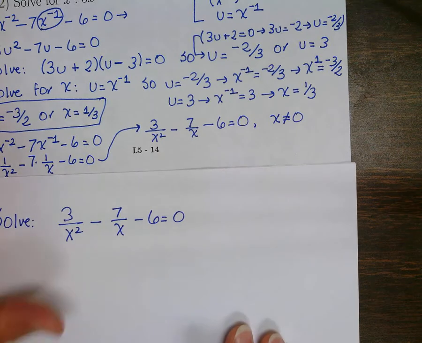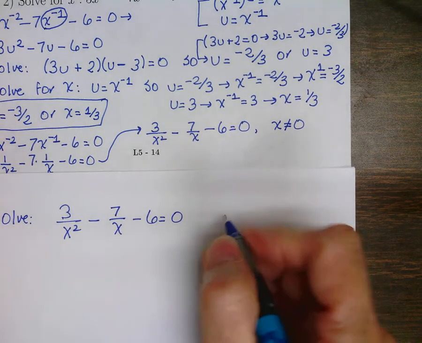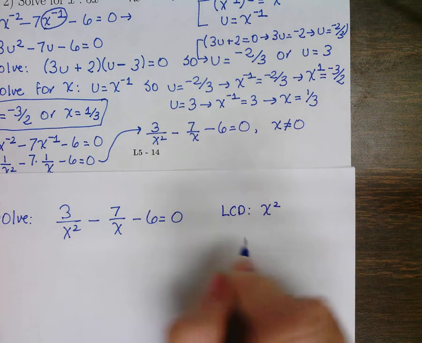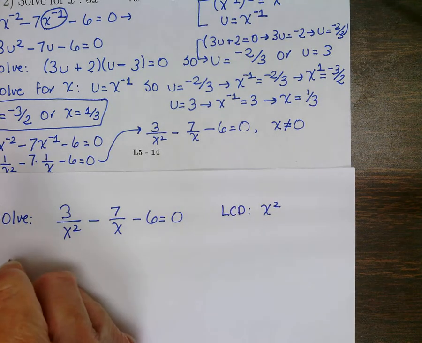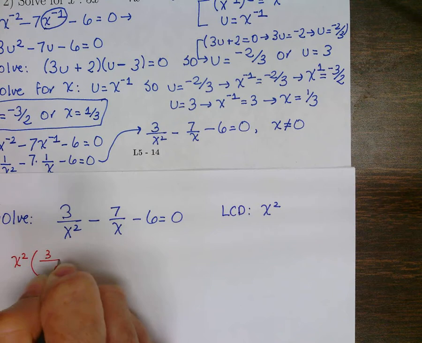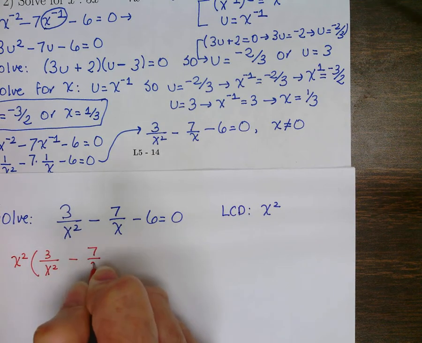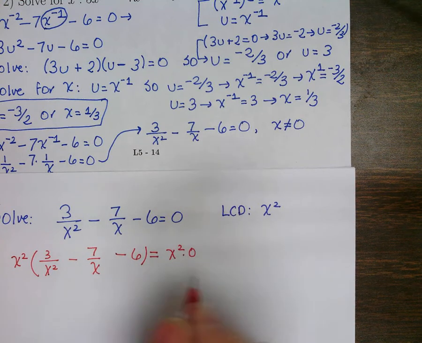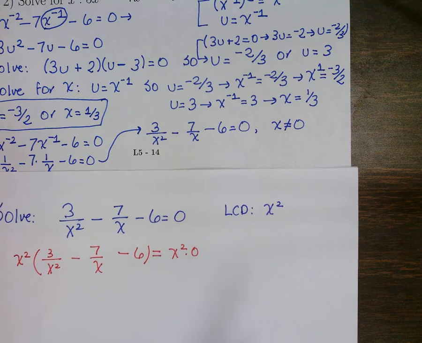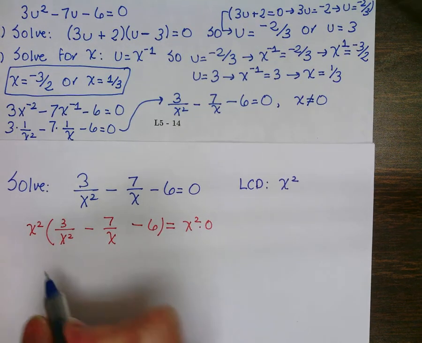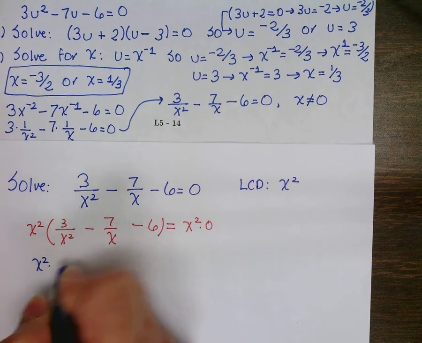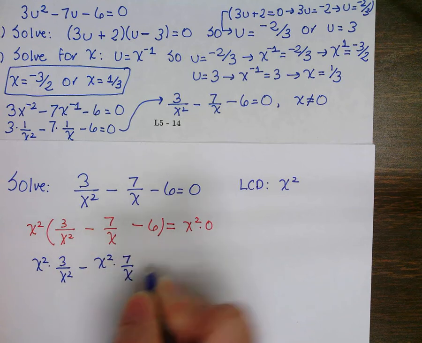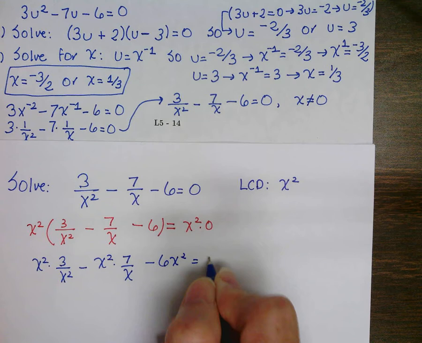And notice what we do. We clear our fractions. What's the common denominator of x and x squared? It's going to be x squared. So I multiply each side by x squared. Now that doesn't affect the right-hand side because it's equal to 0. Any number times 0 is just 0. But when I multiply through here, I'm going to get x squared times 3 over x squared minus x squared times 7 over x minus 6x squared equals 0.